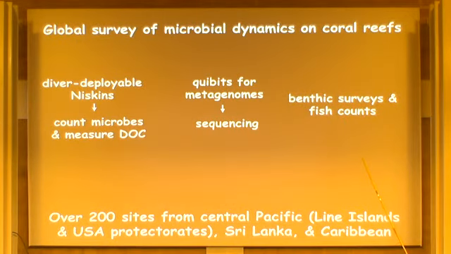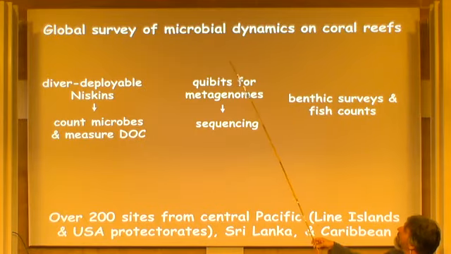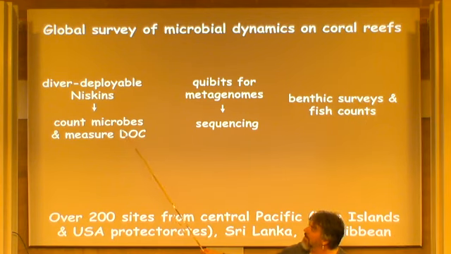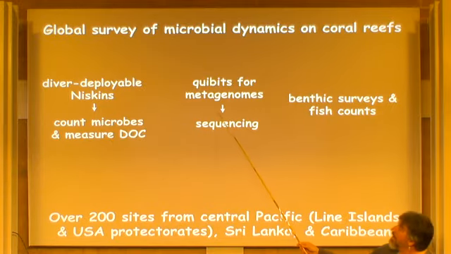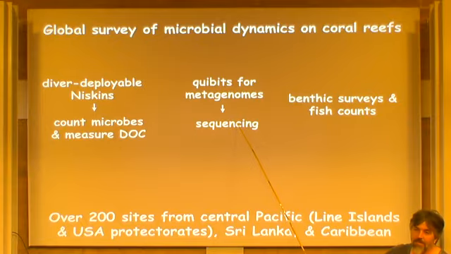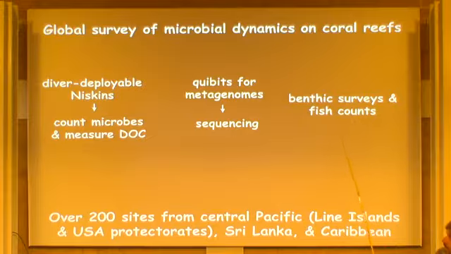So this is an example of where we're going to take all of the data. This is Andy's work, where over about a decade, we've been looking at microbial dynamics on coral reefs, and we're going to get the microbes and measure the amount of dissolved organic carbon. We've got metagenomes where we've been sequencing different things from all over the place. And then we also have the fish counts and how much is living on the bottom. And it's about 200 sites from all over the world.